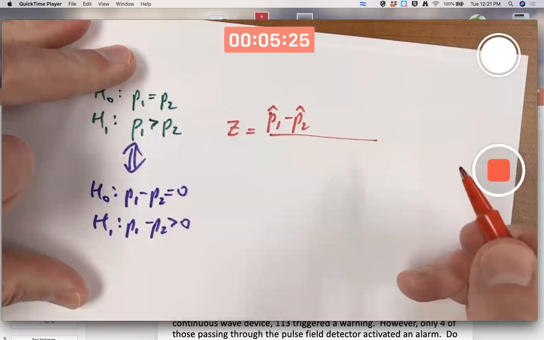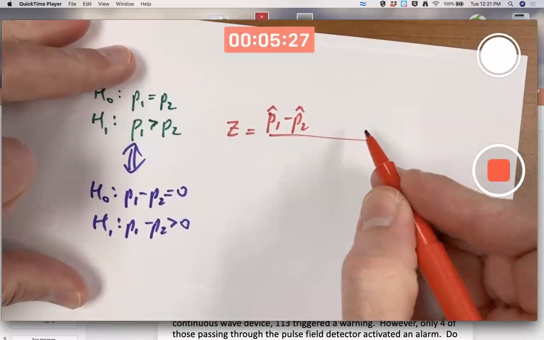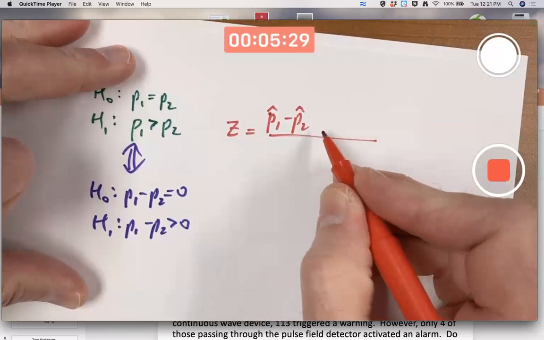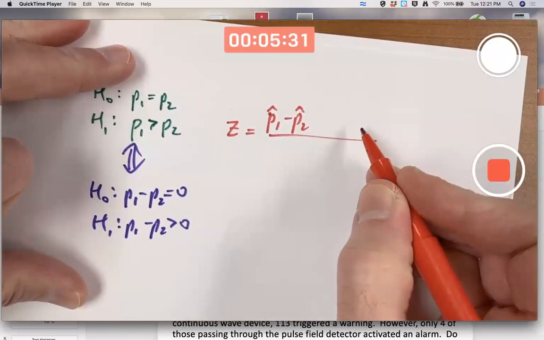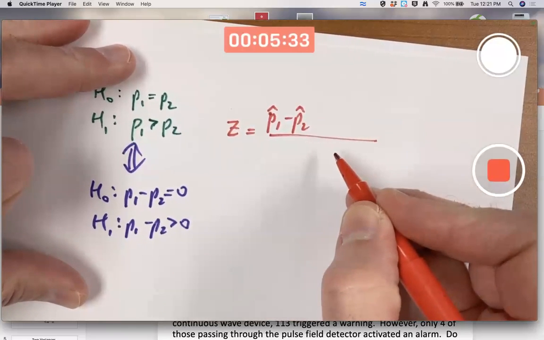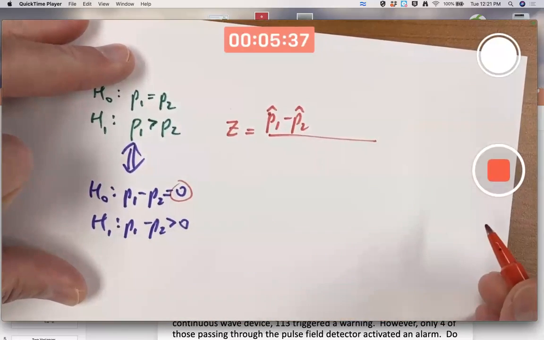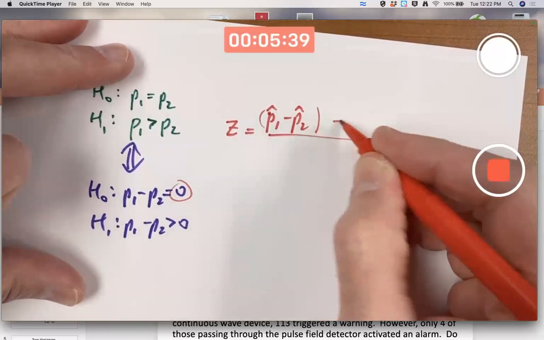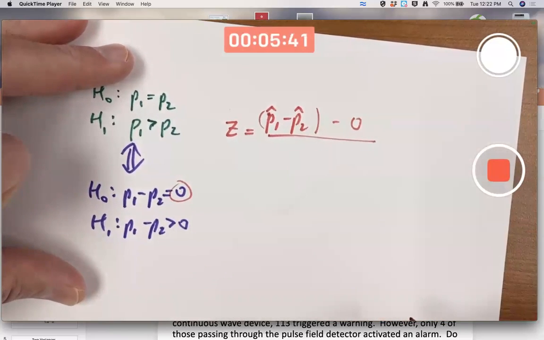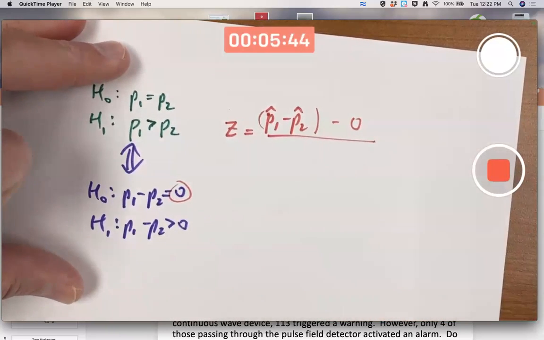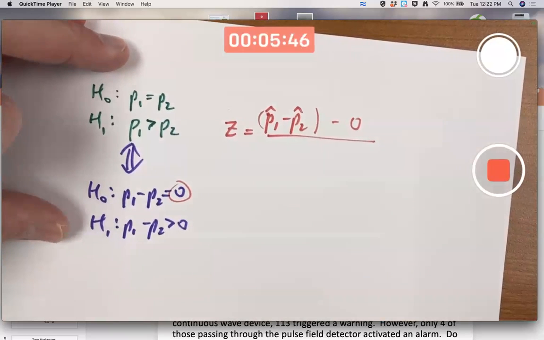To make it a z, I need to standardize it. I need to subtract its null value, or to subtract its mean, and divide by its standard deviation. What's the mean? Well, it's 0. I'll go ahead and put a minus 0 here, but I really don't have to because when you subtract 0, nothing happens, right? So I wouldn't necessarily have to do that, but just for emphasis, I'm doing that.